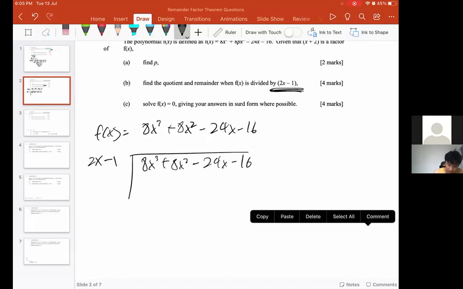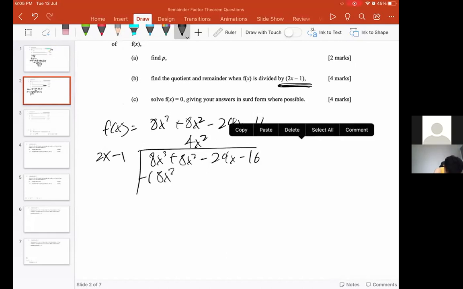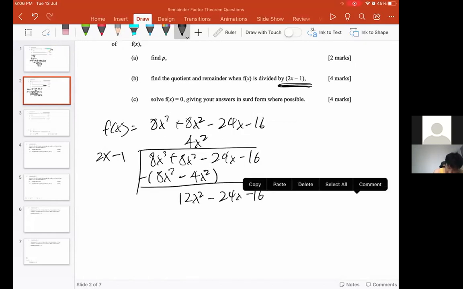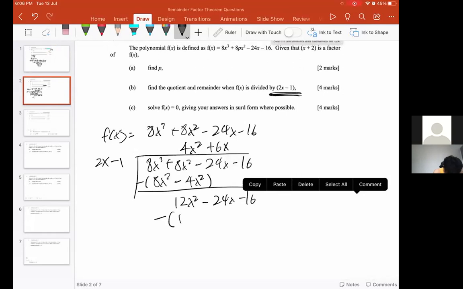So using long division, we can actually solve the equation. So we have here 4x squared. So we subtract 8x cubed minus 4x squared, and then we get 12x squared minus 24x minus 16. Then we continue with this. We divide by 2 again. We get plus 6x. We plus 6x, we subtract again. We have 12x squared minus 6x. Again, 12x squared minus 12x squared, 0.